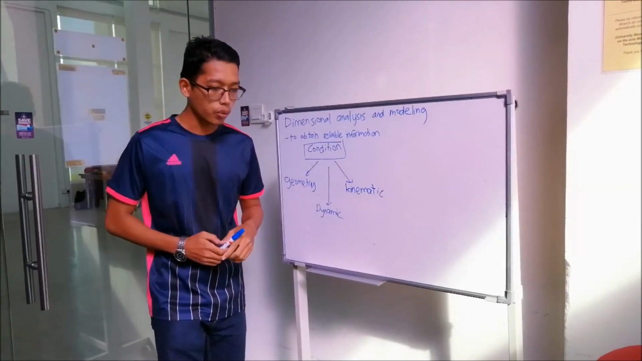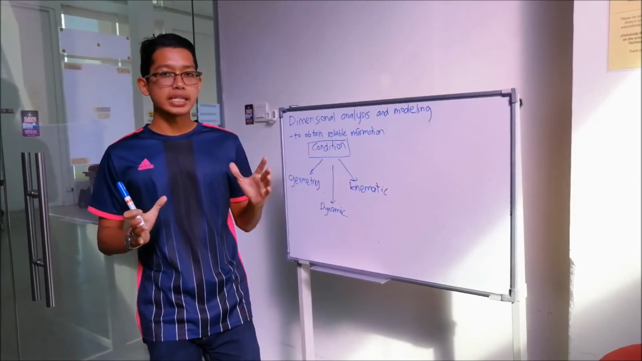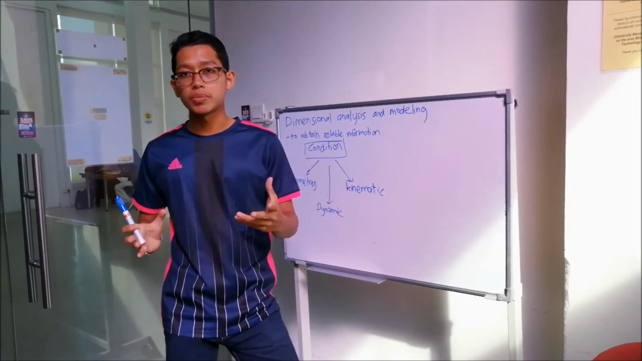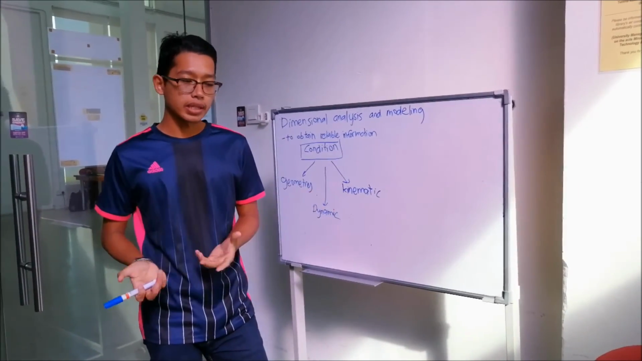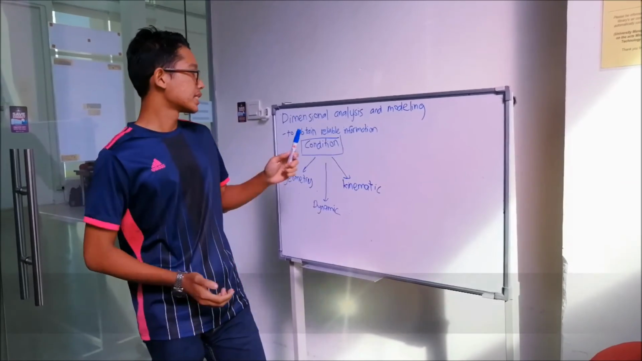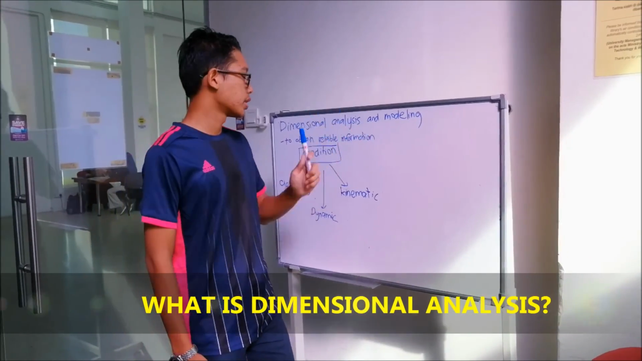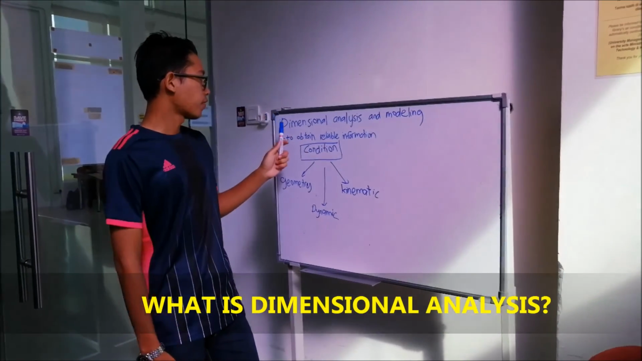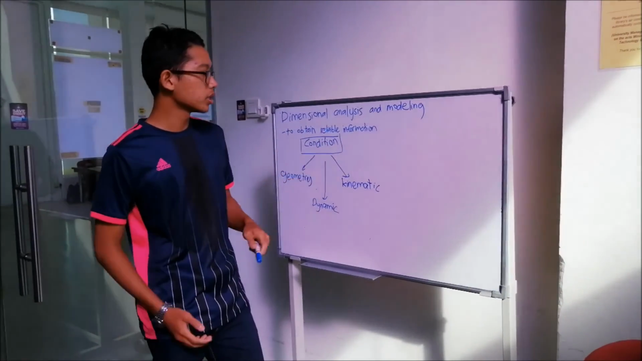Can you imagine how a large car can be tested in a small laboratory? How can a ship, how can an airplane be tested? So we use the dimensional analysis and modeling. So the function of this is to obtain the reliable information.